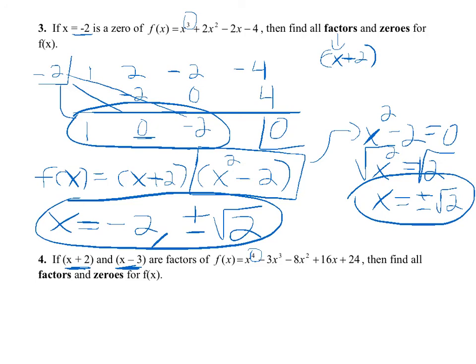So we're finding all the real zeros. They could be whole numbers, or they could be ugly zeros like this plus or minus root 2, when this last quadratic here does not factor.